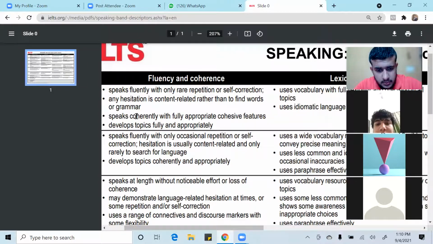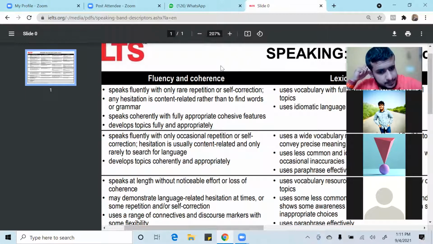Speaks fluently with only rare repetition or self-correction. Any hesitation is content related rather than to find words or grammar. Speaks coherently with fully appropriate cohesive features. Develops topics fully and appropriately. Okay, so these are the 4 points related to fluency and coherence.